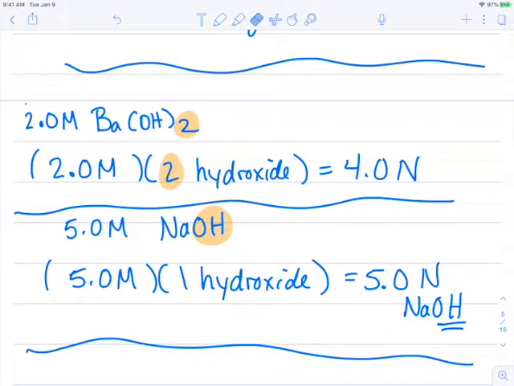All right, and I can't remember if we did bases last time or if this was a new thing that I added, but here we have barium hydroxide. So 2 molar, and we multiply it by the hydroxide for base. So 2 molar times 2 hydroxide gives us 4 normal, and 5 molar times 1 hydroxide for NaOH gives us 5 normal. So any questions on how to convert between molarity and normality?